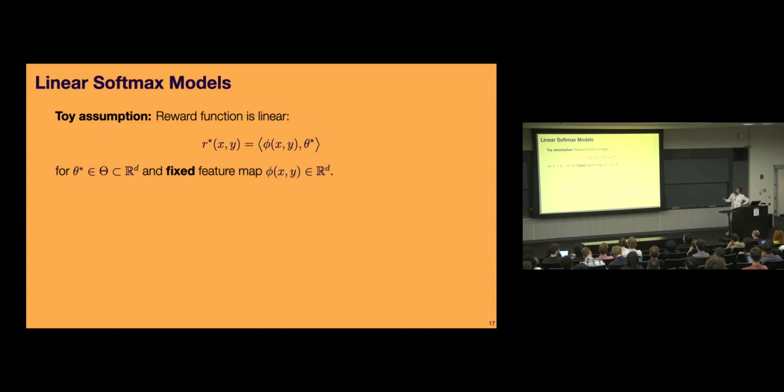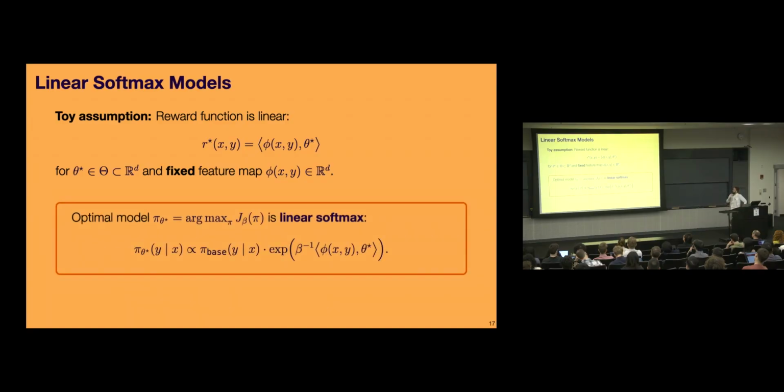So what you're assuming here is that this feature map is known to us, and the reward is linear in this feature map and some unknown parameter theta star. When you make this assumption, you can show that the optimal model, the model that maximizes the KL regularized reward, has this kind of linear softmax structure. I'm going to call this pi theta star, by the way. It's proportional to the base model, but tilted by the reward function, by this exponential in the reward, multiplied by the inverse of the regularization parameter. So I'm going to restrict my attention to this type of model parameterization going forward.